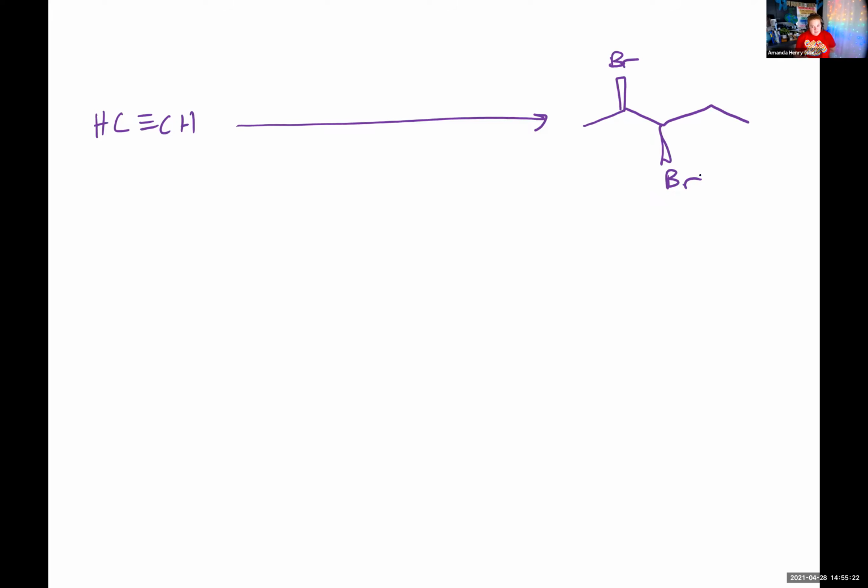Okay, so we're starting with ethyne again. You will see that a lot as a starting point. So 2 carbons with a triple bond. We're going to make a 5 carbon chain with dibromides.